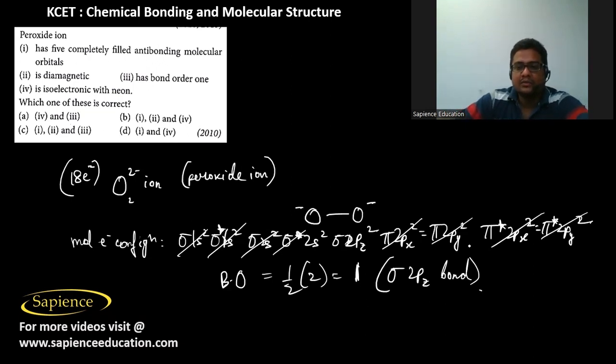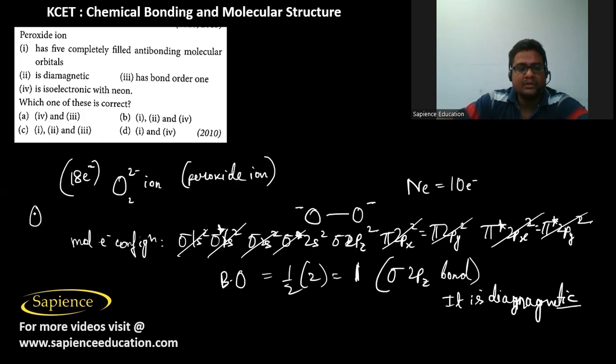And here it has no unpaired electrons, so it is diamagnetic. And O2 2 minus has got 18 electrons, and neon has got 10 electrons. So it is not isoelectronic with neon, but it is isoelectronic with fluorine.